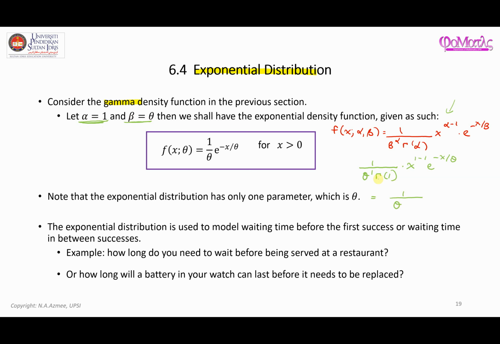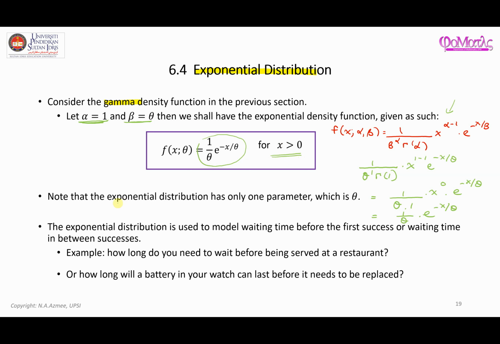Well, this one here, the result is equal to 1 times x to the power 0, e to the negative x over theta, and that can be further simplified as 1 over theta e to the negative x over theta. Here is the simplified version of that function, and we call that an exponential density function. You can see the values for our random variable x are going to be greater than 0, and it goes on towards infinity.